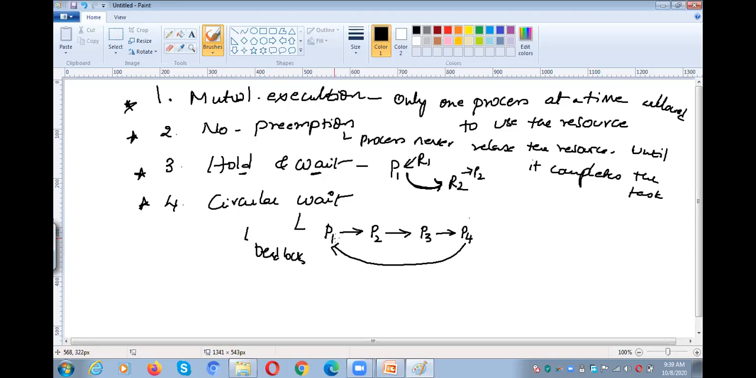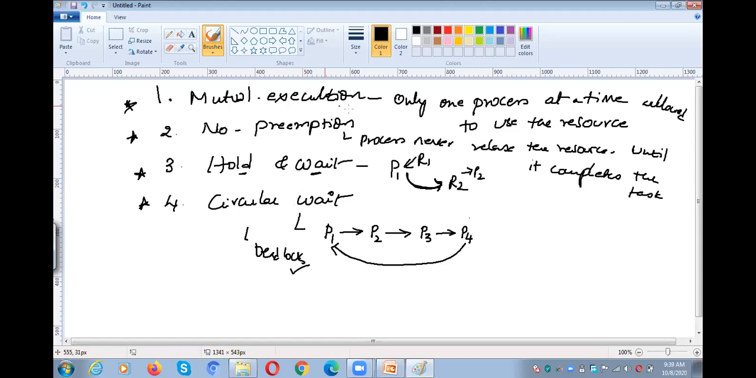P1 is waiting for a resource which was allocated to P2, and P2 is waiting for the resource which was allocated to P3, and P3 is waiting for the resource which was already allocated to P4, and P4 is waiting for the resource which was allocated to P1. So then a cycle will form, right? This is also a reason for the deadlock. So these are the four necessary conditions for the deadlock: mutual exclusion, no preemption, hold and wait, circular wait.